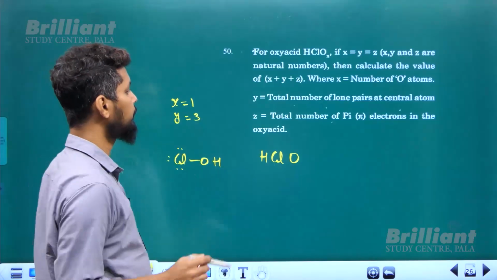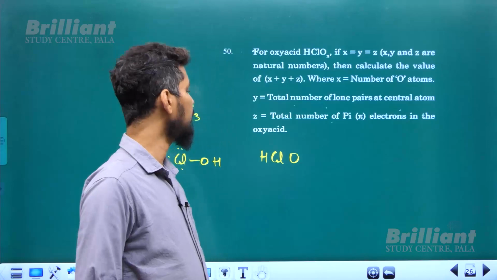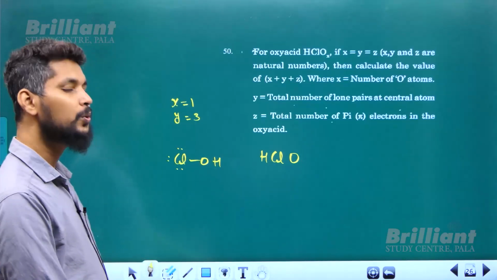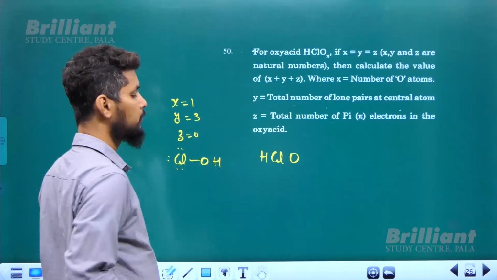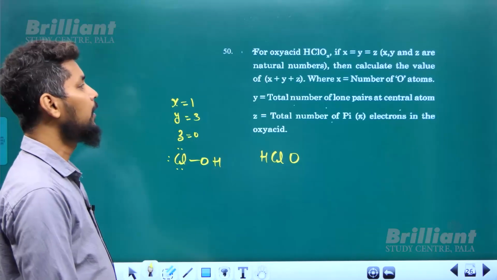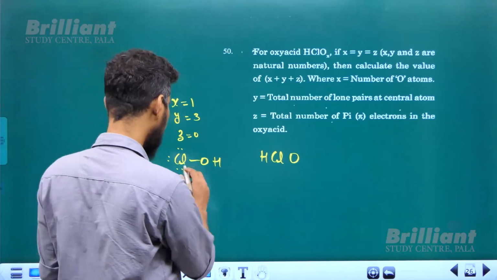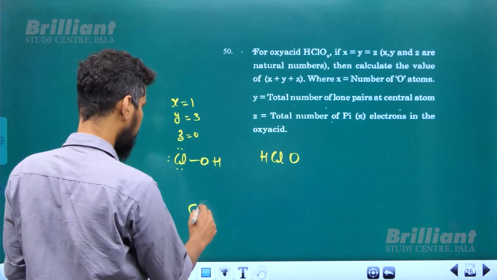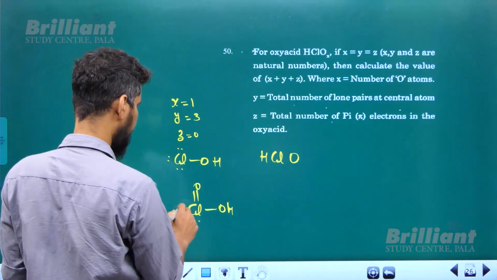Y equal to 3. Z is the total number of pi electrons in the oxy acid. There are no pi electrons in this particular oxy acid. So Z is equal to 0. So this cannot be the answer because X is not equal to Y, and Y is not equal to Z. So the next one is, suppose it is using these 2 electrons for forming a double bond with oxygen.